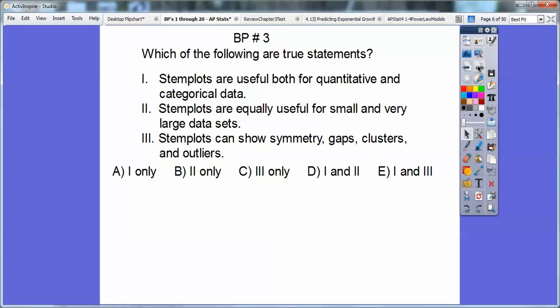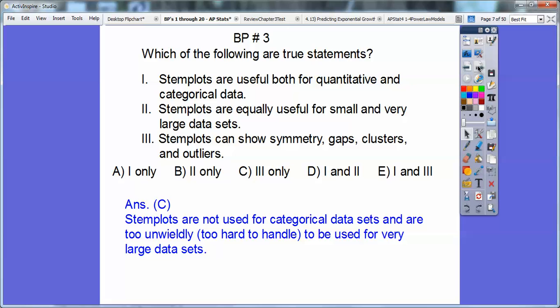All right. I have to go fast, you guys. I've got 20 of these. So which of the following are true statements? Stem plots are useful for both quantitative and categorical data? No, not categorical. Stem plots are equally useful for small and large data? Not large data, they're too cumbersome. Stem plots can show symmetry, gaps, clusters, and outliers. That one's true, so it's choice C.